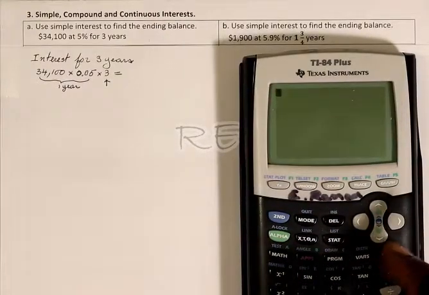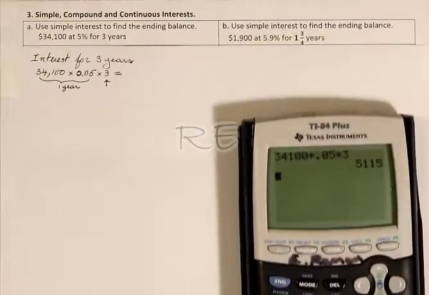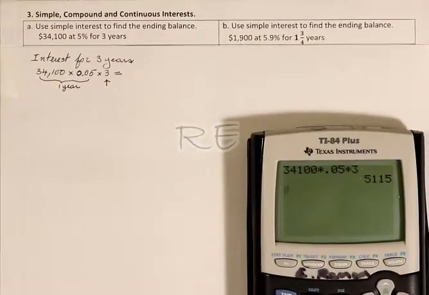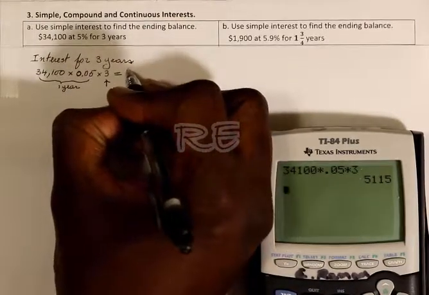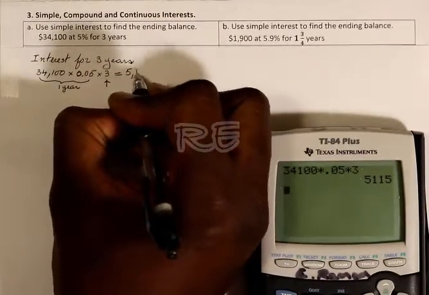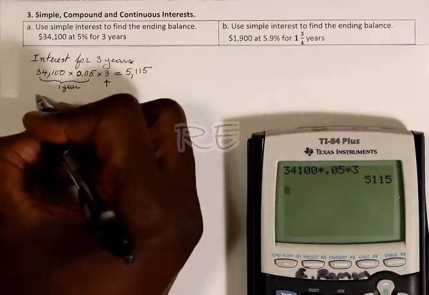Here we go with the calculator. 34,100 multiplied by 0.05 multiplied by 3. We get 5,115. So $5,115 were paid for 3 years.